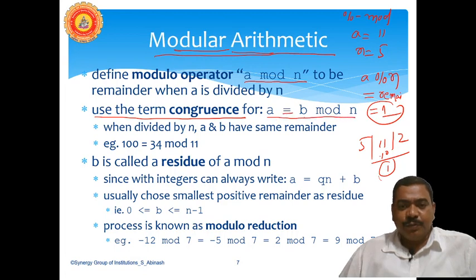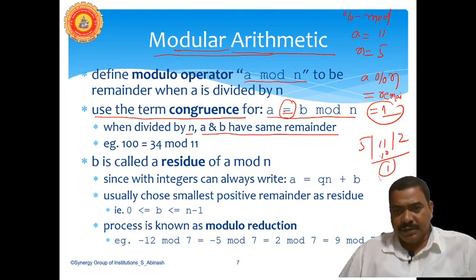A congruent to B mod n. That means when divided by n, A and B have the same remainder. Get it? So that is congruence. Congruence is sometimes written as equals, or sometimes with three bars.